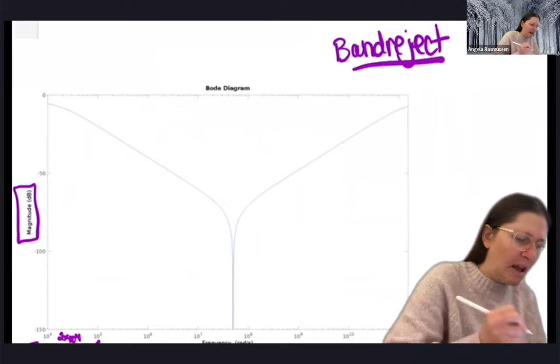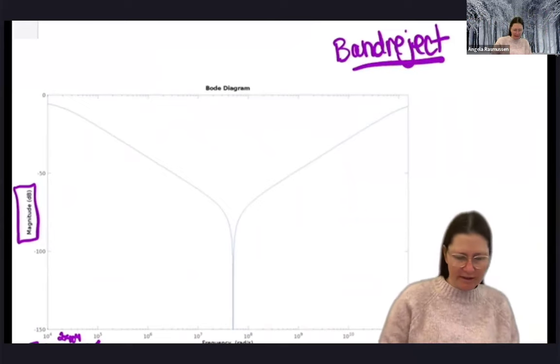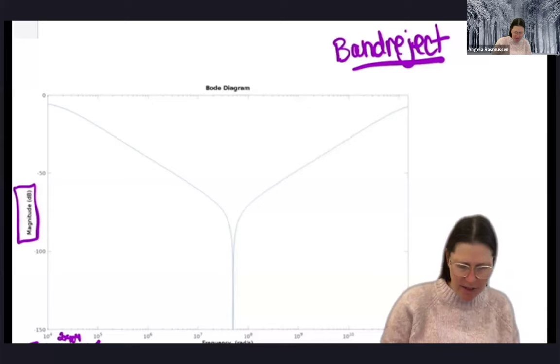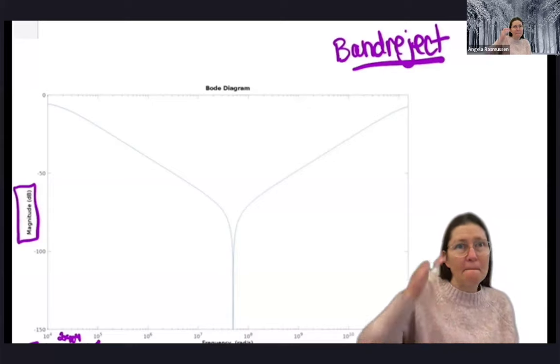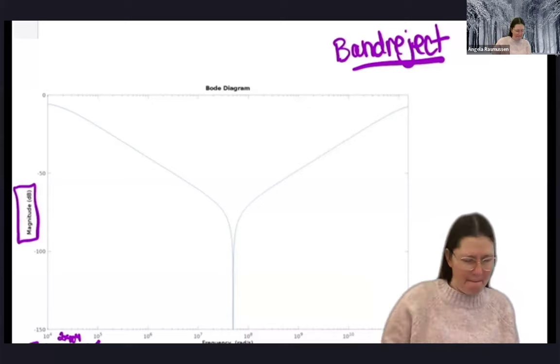Yep. And so would you say that this has a high Q or a low Q? Or small? Is it small? Small means big, I think. So it's really close together. So it has a high Q.